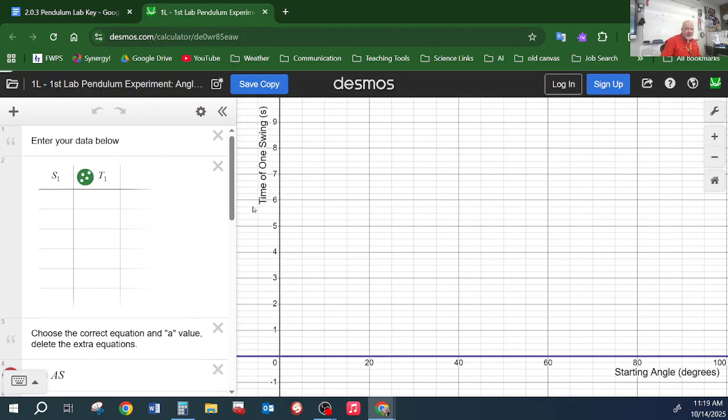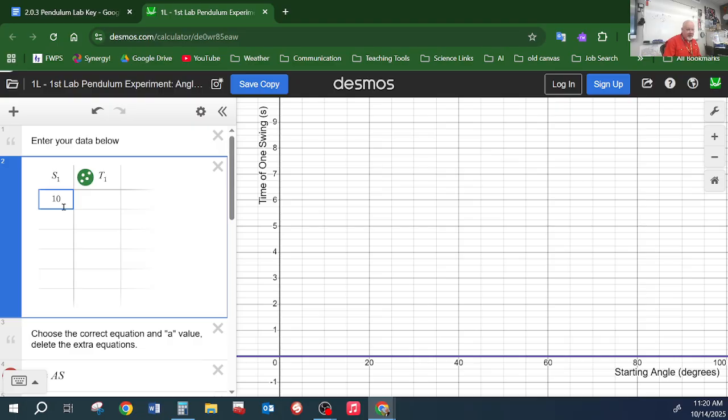And right here, this is the angle of the swing. So this is your x-axis, this is your y-axis. This is your x-axis, the angle of the swing. So the angles, I remember off the top of my head, we did 10 degrees, 20 degrees, 30 degrees, 40 degrees, and 50 degrees.